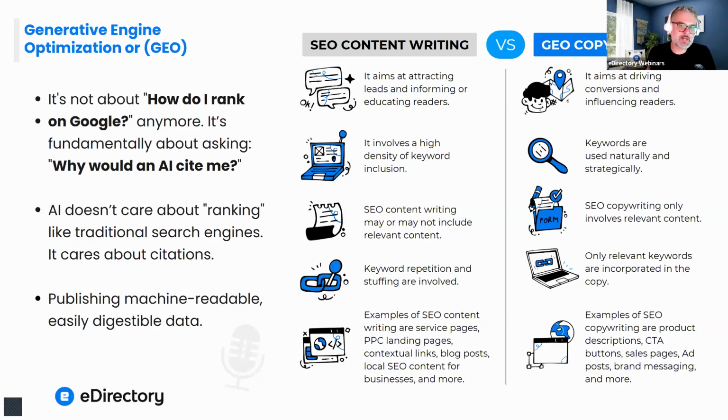So it's not about how do I rank on Google anymore. It is fundamentally about asking, why would an AI agent or an AI platform cite my website, right? The big shift here is AI doesn't care about ranking like traditional search engines. It cares about citations. So this means your brand's future visibility in ChatGPT, Google Gemini, and others is less about keyword stuffing and more about building rock solid, reliable reference content. Think of your website being the Wikipedia of your niche. You have to have everything.